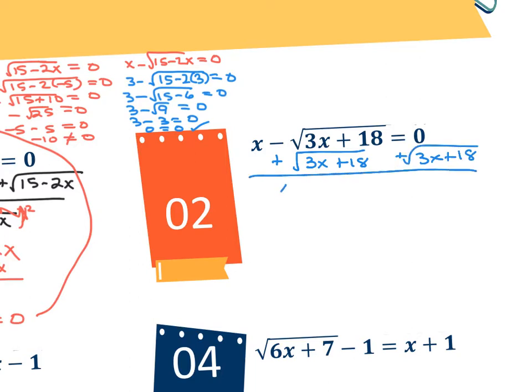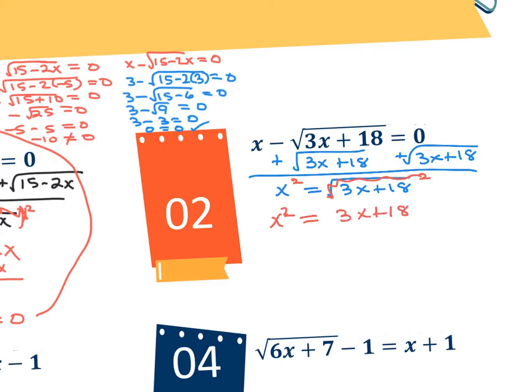Now I have x equals the square root of 3x plus 18. Again, next step, square both sides. Remember, when you square, the radical is going to disappear. So the only thing that's left here is the 3x plus 18.